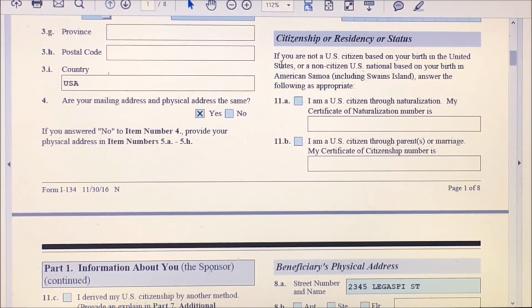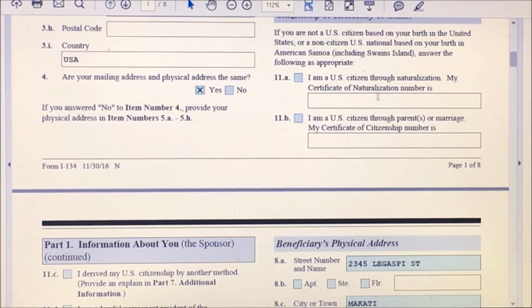So, if you are not a U.S. citizen based on your birth in the United States, or a non-citizen U.S. national based on your birth in American Samoa, including Swains Island, answer the following as appropriate. Okay, so if you are a U.S.